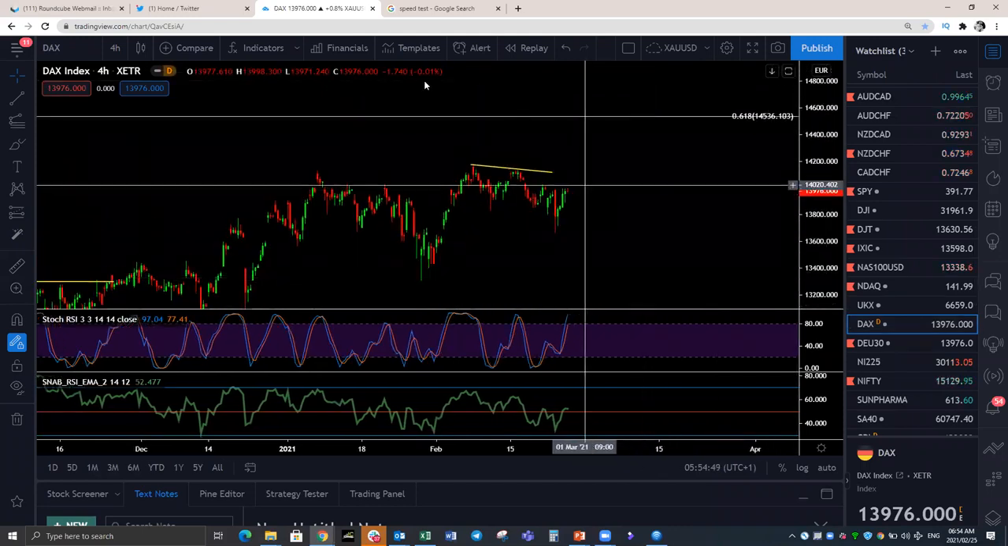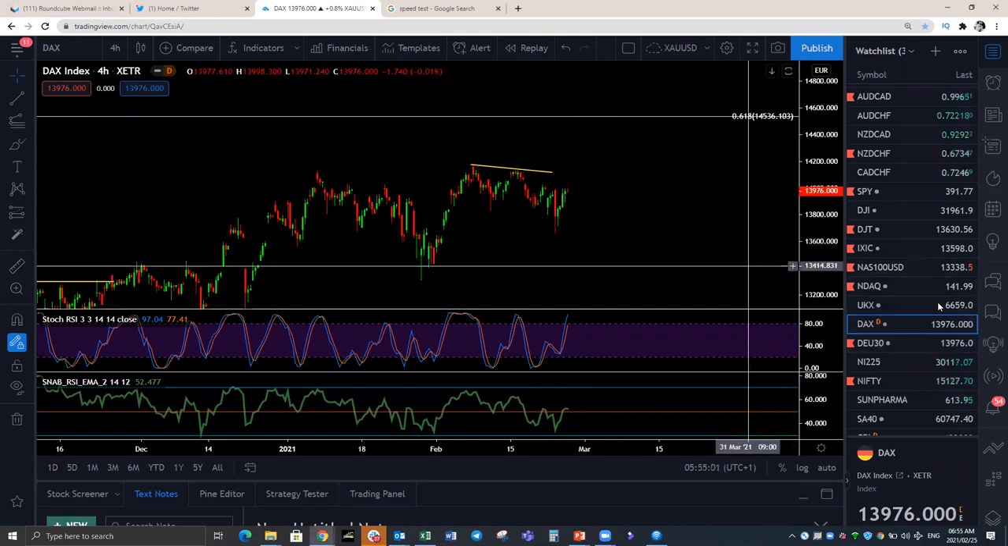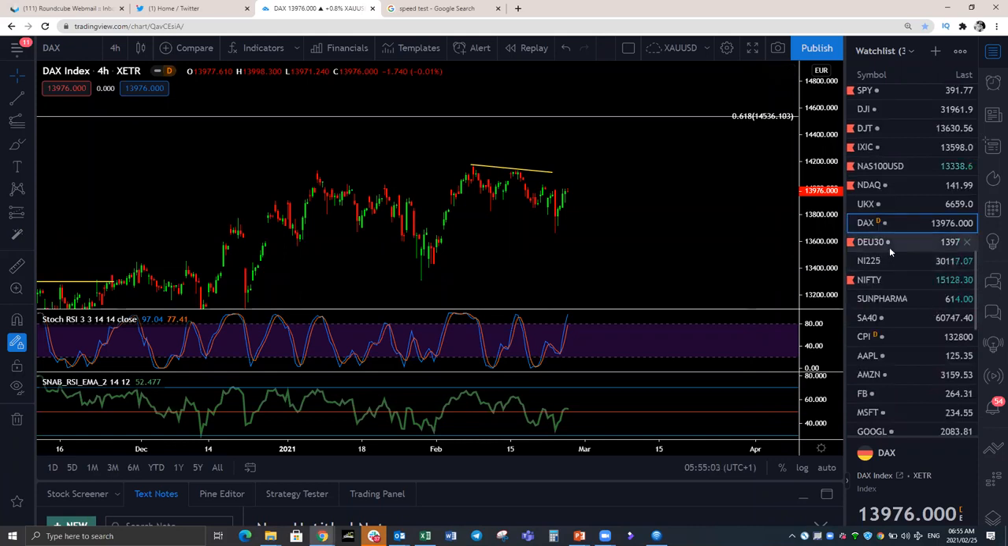The DAX is showing upside. Nice corrective structure here. We should see the DAX break out of this structure and continue to the upside. So everything, all the instruments that we looked at on the indices are playing out exactly as forecasted.